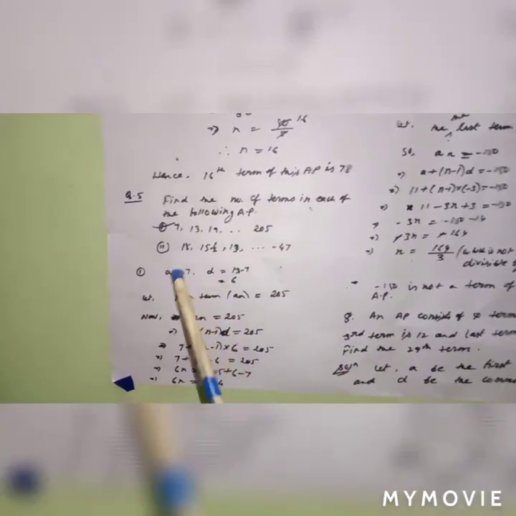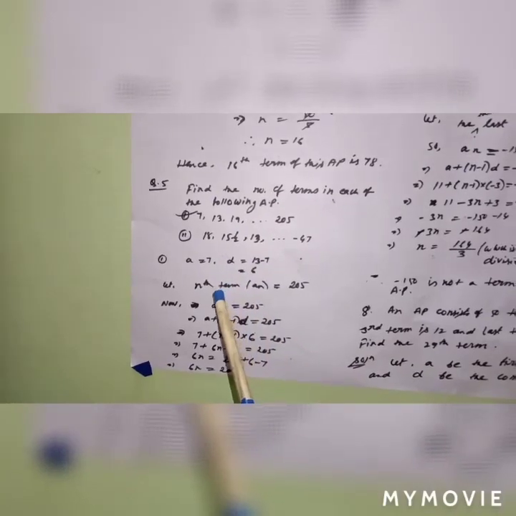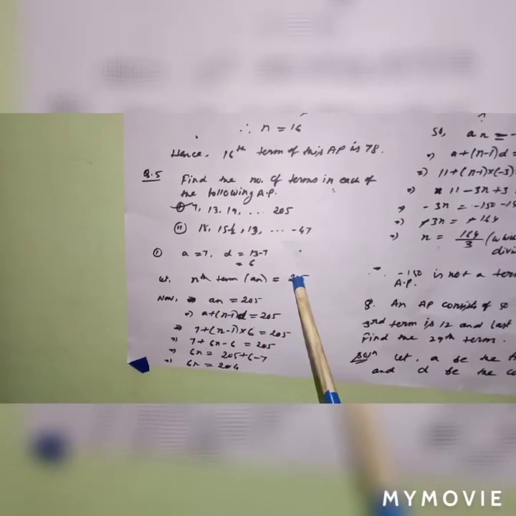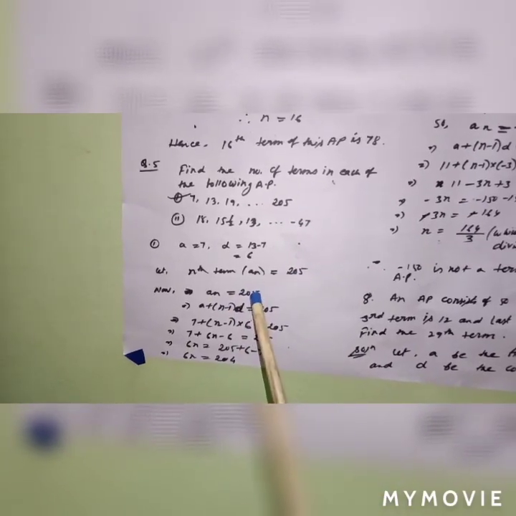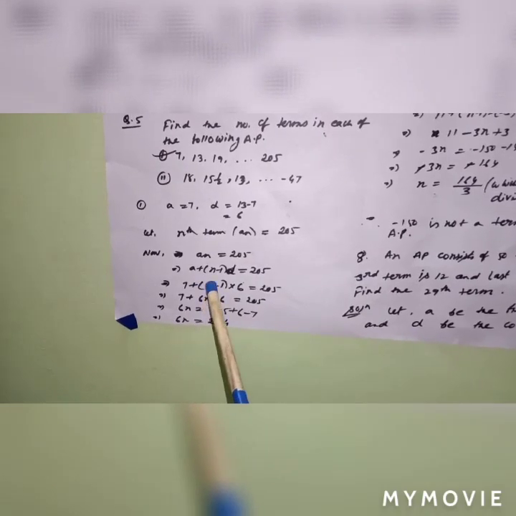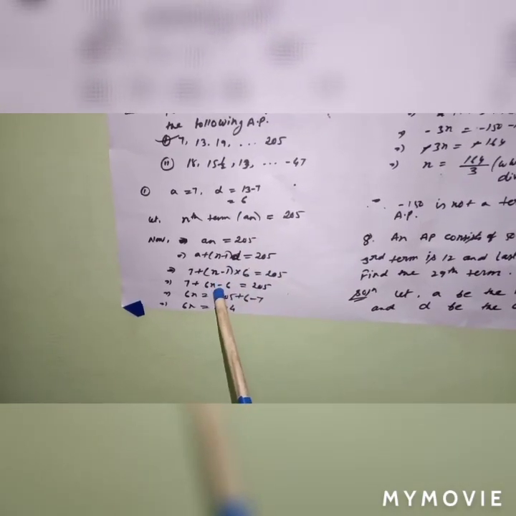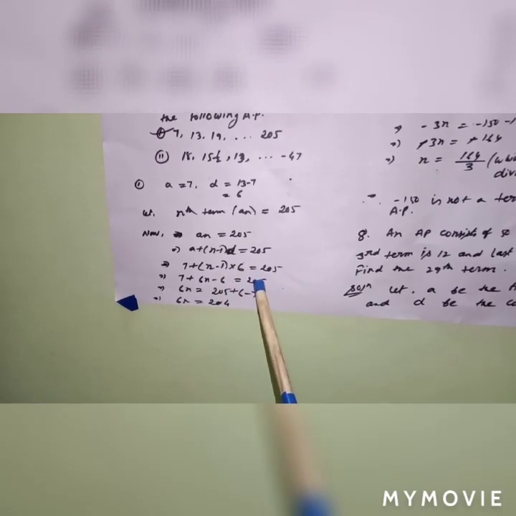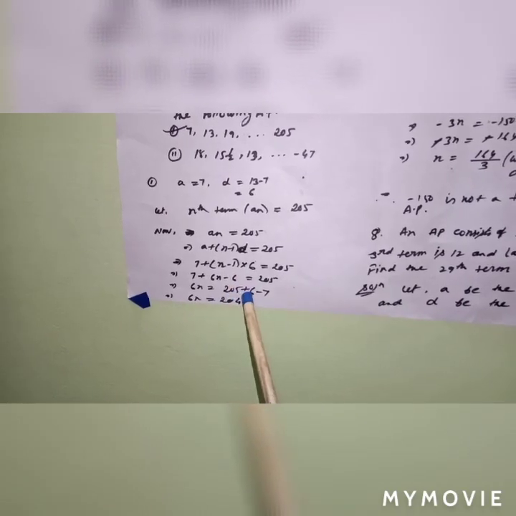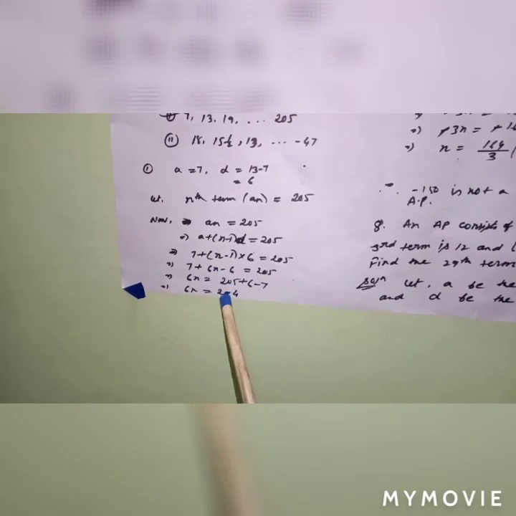First of all, they have given a = 7, and d you can find out. We take this last term as the nth term, which is 205. So use the formula a + (n − 1)d. Then 7 + (n − 1) × 6 = 205, since d is 6. Now 6 into n is 6n, and 6 into 1 is 6. If you transfer 7 and 6 to this side, 205 plus 6 minus 7 gives 204.